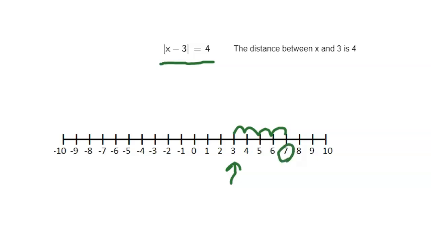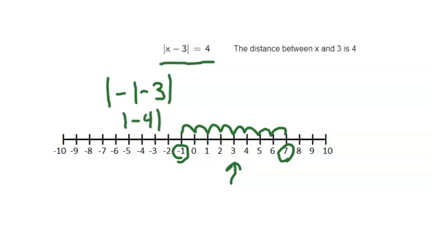7 is 4 units away from 3. And then another one that's 4 units away from 3, if you go the other way, is -1. So our two answers are -1 and 7. And you could plug that in and make that work. So if you wanted absolute value of -1 minus 3, well, that's the absolute value of -4. You take the sign away, and that's just 4. So that's true. So that checks out.